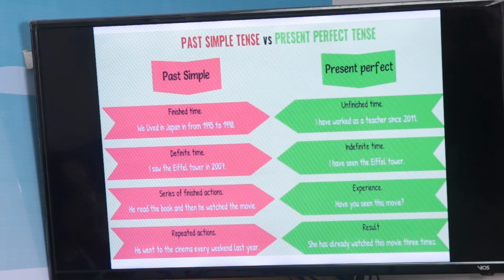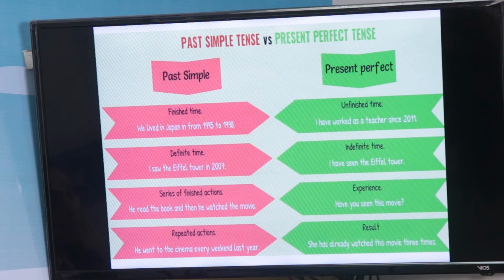To compare here, if we're talking in simple past, we have a definite time: you saw it in 2007. But in present perfect, you don't have any specific time. But you have seen it in the past, and it's an action that you can continue doing at the present. Then we have a series of finished actions. He read the book and then he watched the movie. And experience: have you seen this movie? So as you can see, it's an action that stops in the past. But in present perfect, it's an action that you can continue doing.